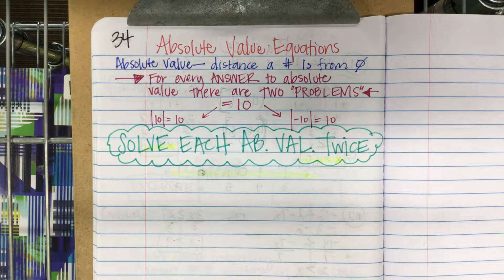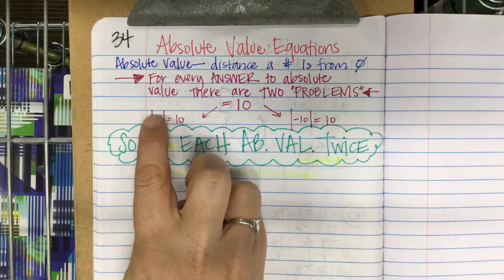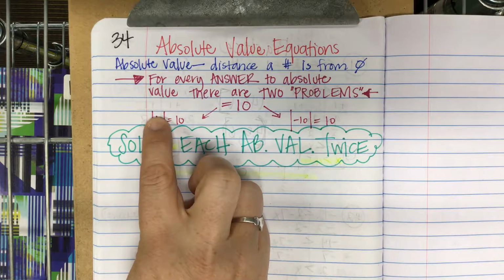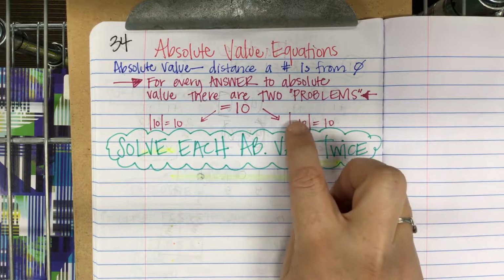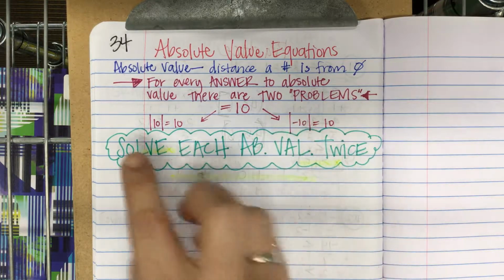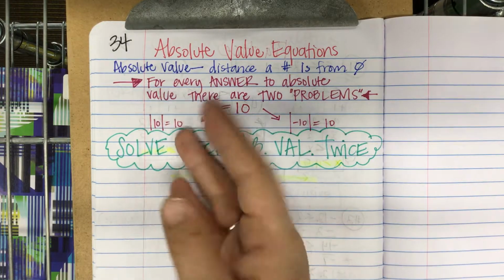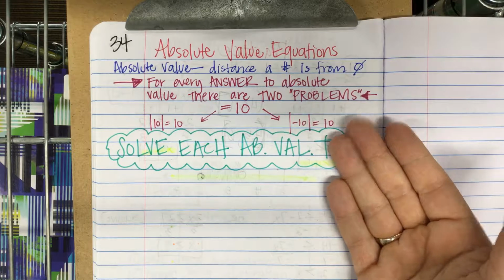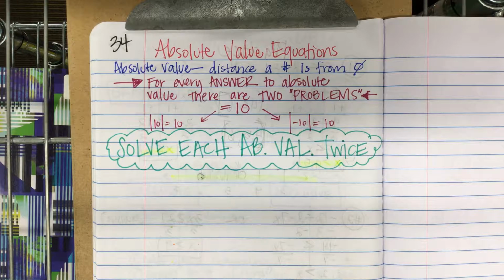Because I want what goes inside this equation to either have a positive solution, or I want what goes inside this equation to have a negative solution. Because +10 is 10, and -10 has an absolute value of 10. So I need to solve my equations twice. Once for the positive value, and once for the negative value.